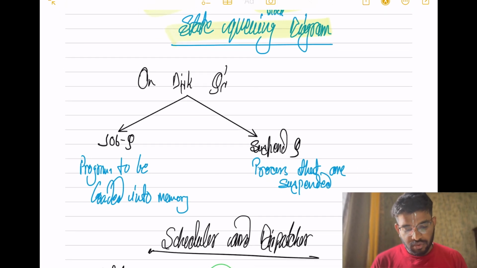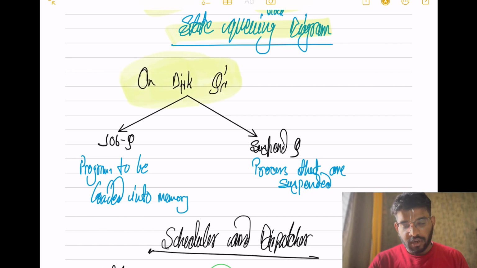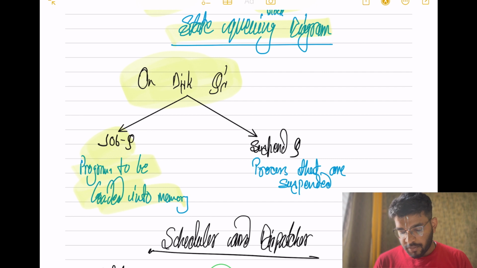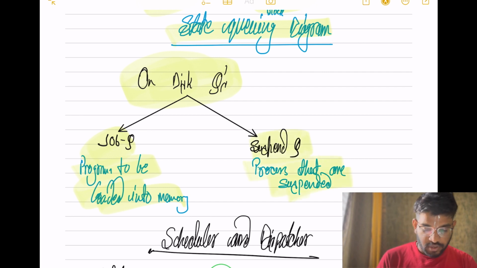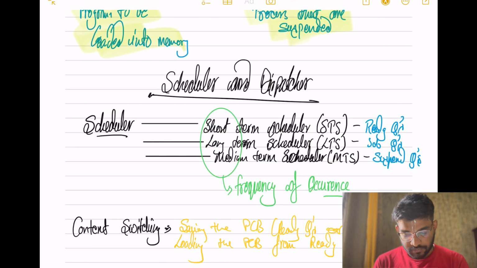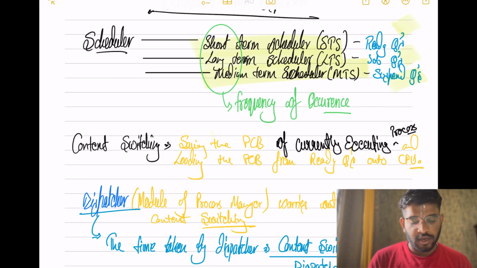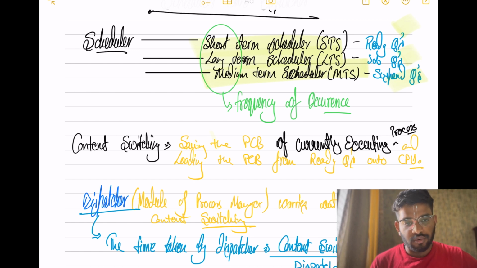There are only two on-disk queues: the job queue, which means programs to be loaded into the memory, and the suspended queue, meaning processes that are suspended. Scheduler and dispatcher. We already know there are three types of scheduler: short-term scheduler, long-term scheduler, and mid-term scheduler.